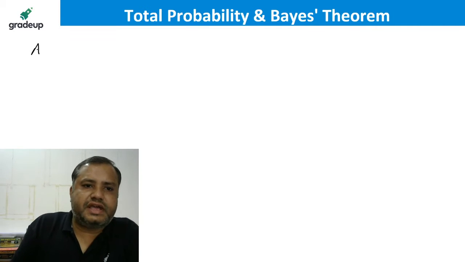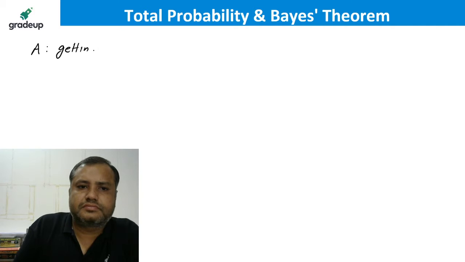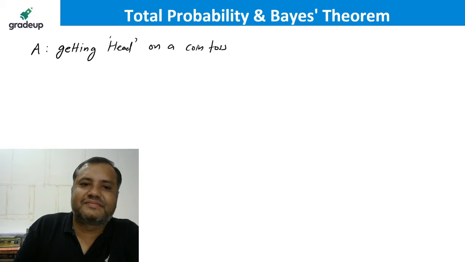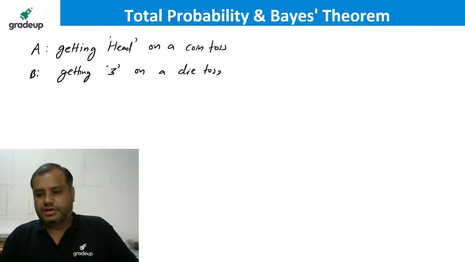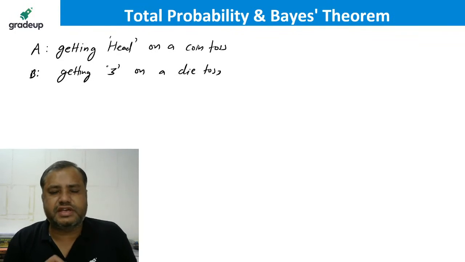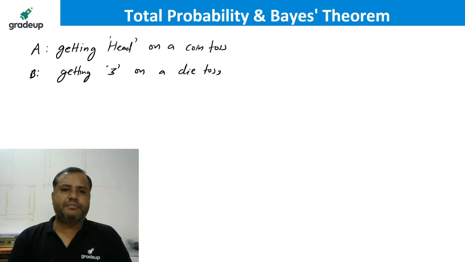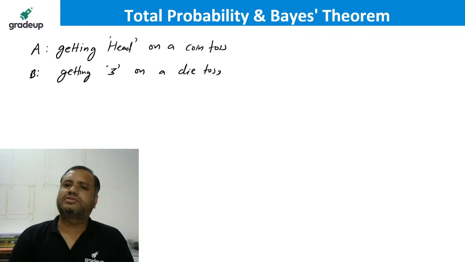See here. Let us say event A is getting a head on a coin toss, and event B is getting a particular number, say 3, on a die toss. Read these events. What is event A? You are tossing a coin, and if head occurs, then event A has occurred. What is event B? You are tossing a die and getting number 3 on the die toss is event B.